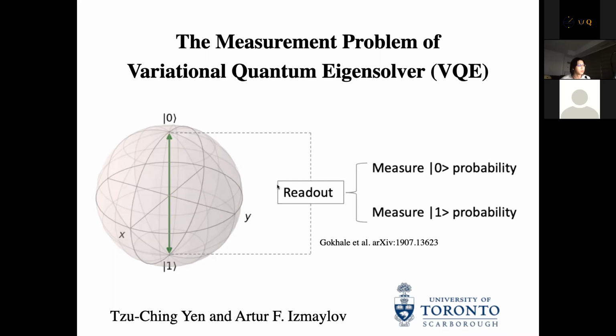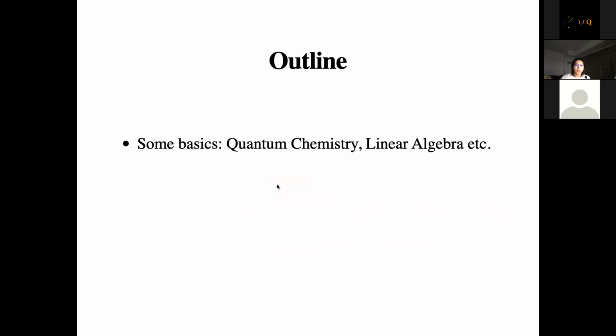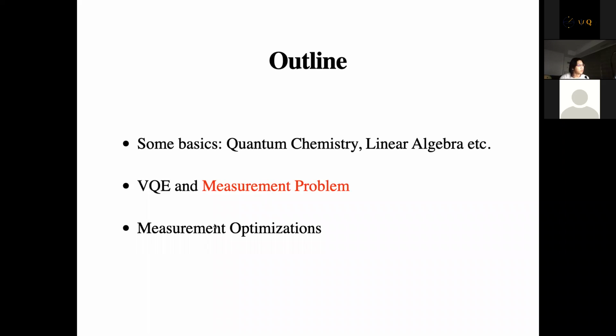So the outline of the talk: we'll first go through quantum chemistry, which is the motivation for using the variational quantum eigensolver. And we'll introduce some concepts in linear algebra that will help us. Then we'll go into the variational quantum eigensolver, VQE, and specifically the measurement problem of VQE. Next will be some measurement optimization, which is the methods that we use to solve the measurement problems.